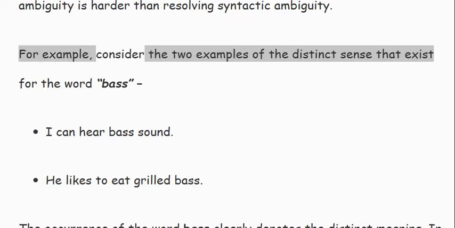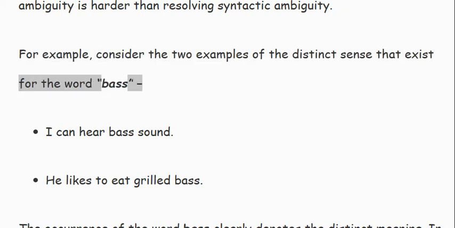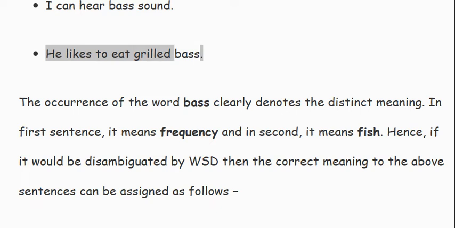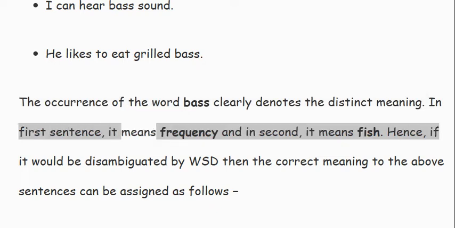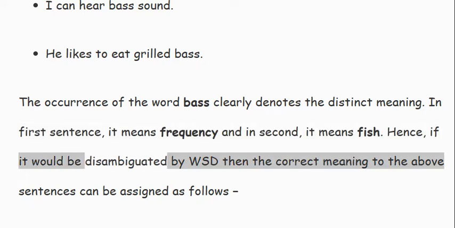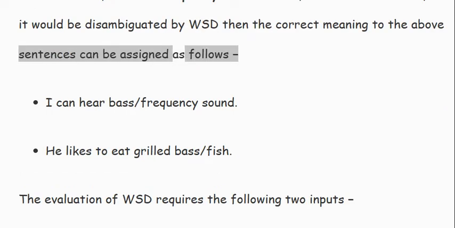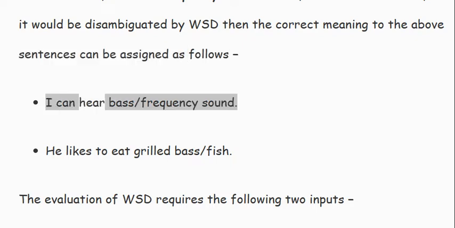For example, consider the two examples of the distinct senses that exist for the word bass. I can hear bass sound. He likes to eat grilled bass. The occurrence of the word bass clearly denotes a distinct meaning. In the first sentence, it means frequency, and in the second, it means fish. Hence, if it were disambiguated by WSD, then the correct meaning could be assigned to the above sentences as follows. I can hear bass frequency sound. He likes to eat grilled bass fish.